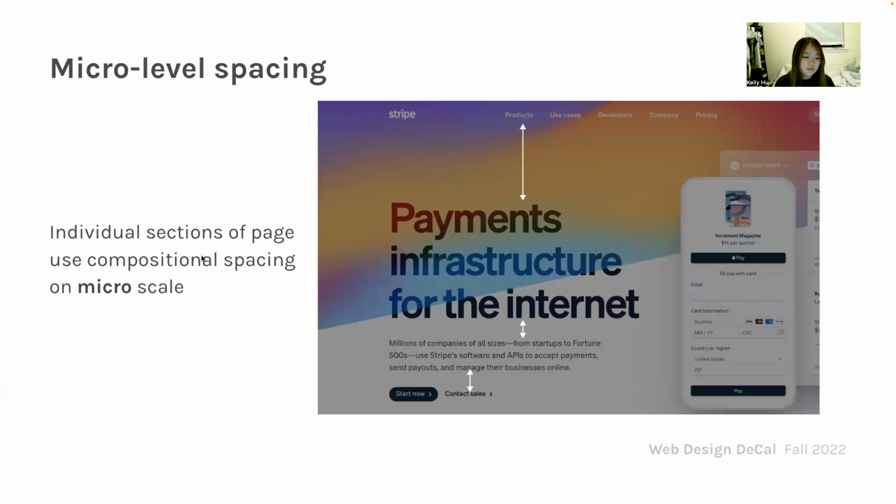Individual sections of the page use compositional spacing on a more micro scale. As the previous example explained, we have the larger text breaking up the entire span of the website. In this case, we can break it down even further, where we have spacing between smaller text and spacing between buttons, and this gives it greater hierarchical parsability, because we're able to see the whole composition of how the website builder intended this to be seen by the user.